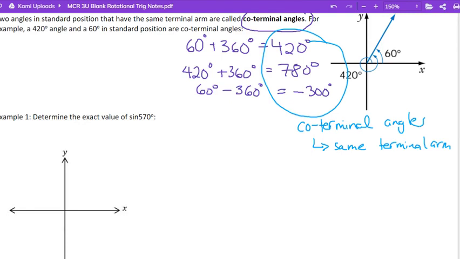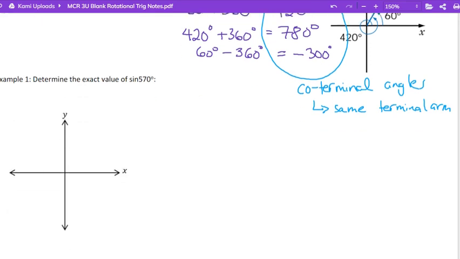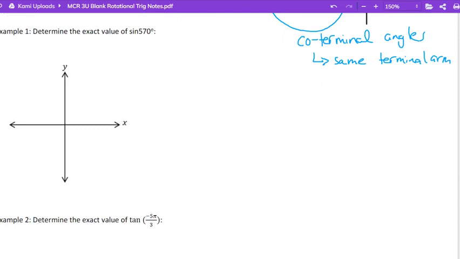And so tell me, how many coterminal angles does 60 degrees have? Pardon? Not in this example. How many coterminal angles could you find? Yeah, infinite. You could just keep going and going and going, backwards, forwards, right? Yeah. All right. Okay, so let's look at this example.